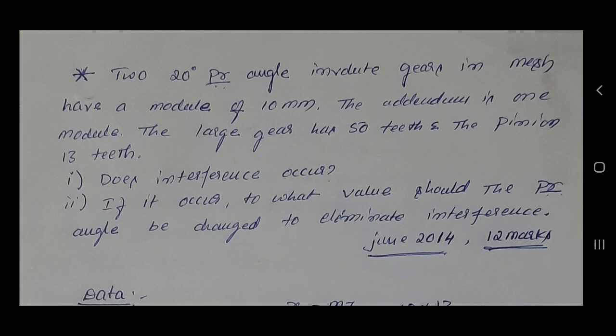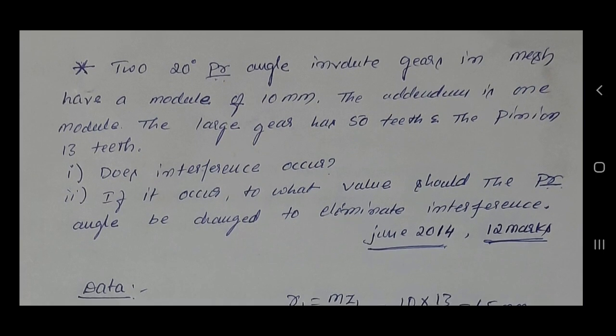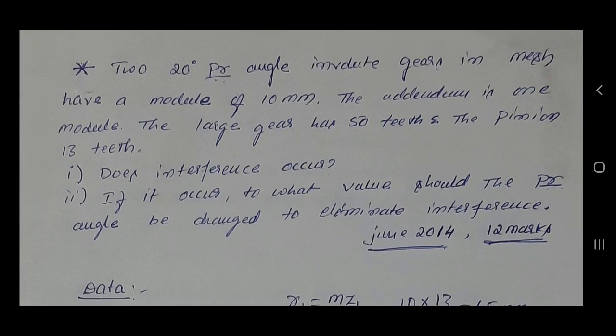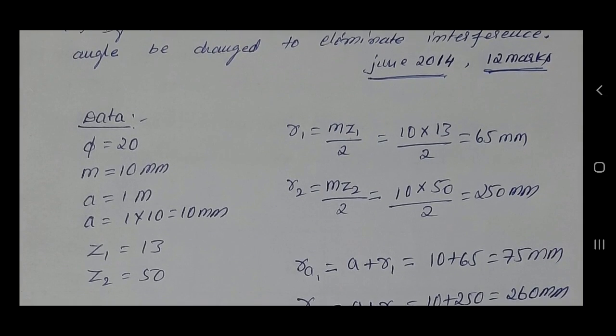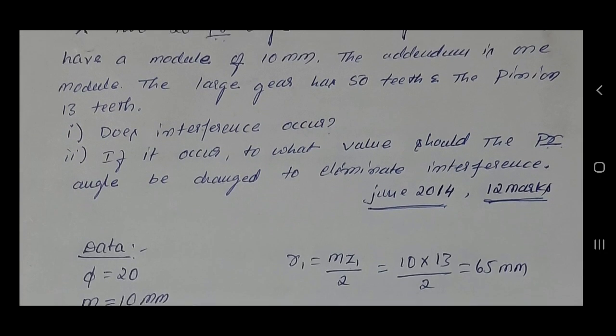He is telling us the pressure angle, that is phi, is specified as 20 degrees. A module is specified. What is the module? M stands for 10 millimeter. Addendum is one module, that is A is equal to 1 m, which means A is equal to 1 into 10, it will become 10 millimeter. And he specified the two gears.